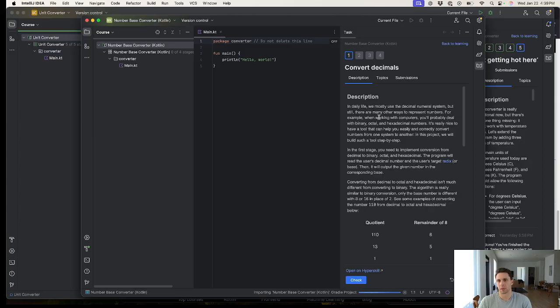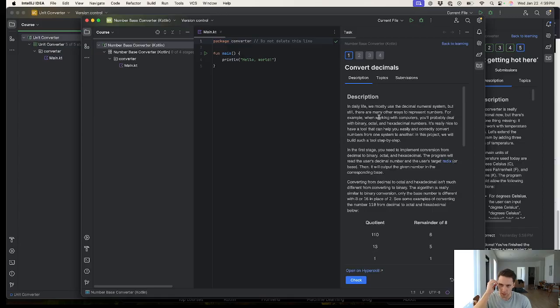But still, there are many other ways to represent numbers. For example, when working with computers, you'll deal with binary, octal, hexadecimal. It's really nice to have a tool that can easily help you correctly convert the numbers from one system to another. In this project, we will build such a tool step by step.